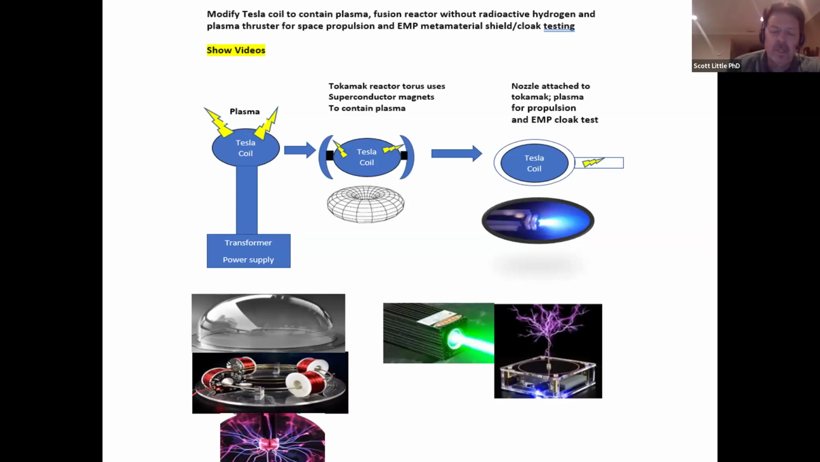But if you start on the left, I have these small Tesla coils that are creating the plasma. Again, that's lightning, the ionized air, creating the lightning out of the Tesla coil by using a large step-up transformer. And we're using that plasma as a simulation of an actual fusion reactor shaped like a torus, the donut shape, by containing it within a magnetic field. But that same Tesla coil is also a propulsion device that's shooting the plasma lightning at this EMP cloaking test that we're doing.